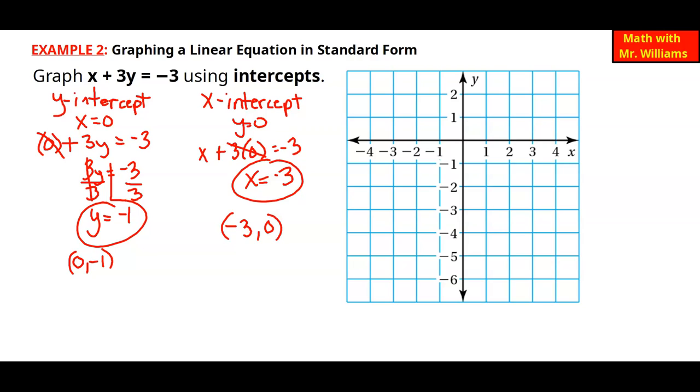Let's go ahead and graph that first one. We are at 0, negative 1. So we start at the origin. We do not go left or right, but we do go down 1 space. On to the second one. We have negative 3, 0. So we start at the origin. We move left 3 spaces, but we do not go up or down. And now we draw a line through those 2 dots. And now we've graphed our standard form.